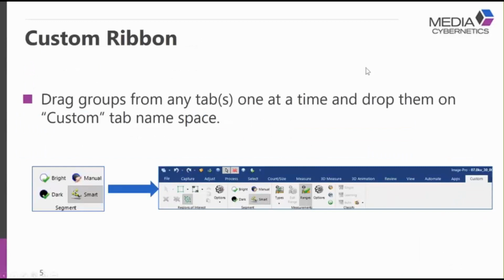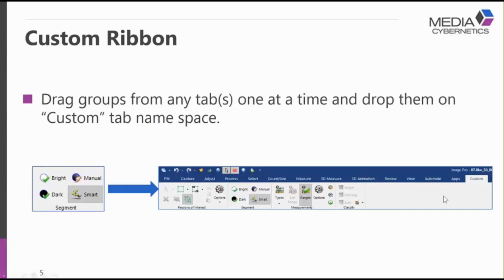Custom ribbon. Everybody should be aware of this, but just as a reminder, there is a custom tab within Image Pro, and you can drag and drop groups into here. I've done this before where someone had to do a lot of manual measurements, a lot of manual tweaking. It was just the nature of their sample. It wasn't really open to automation.